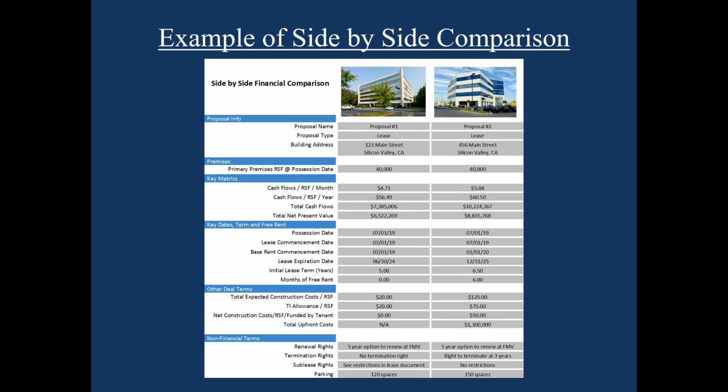Here's the same financial comparison we looked at earlier, but if you look down at the bottom, here, you can see that I added a section for non-financial terms. The left property has better financial terms, but now you can see that only the right property has a termination right and it has more parking. Also, the left property has some restrictions on subleasing, so it changes the picture a bit.